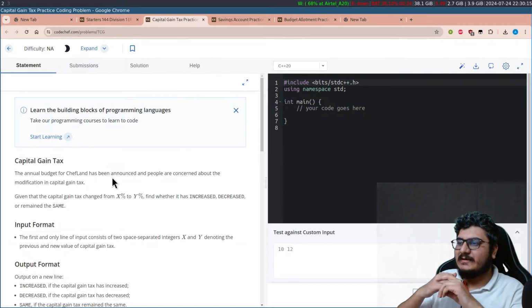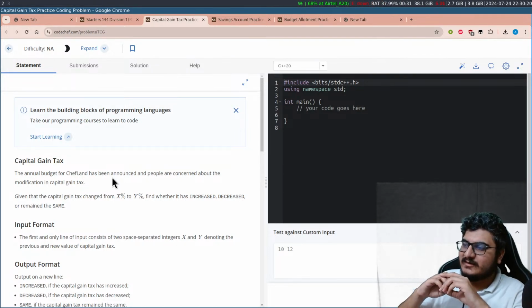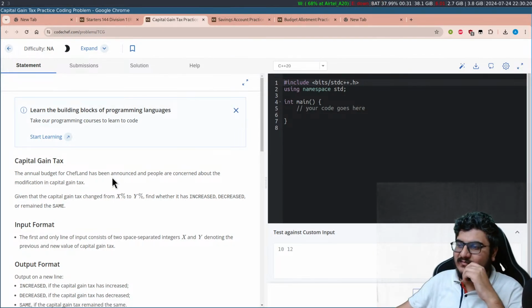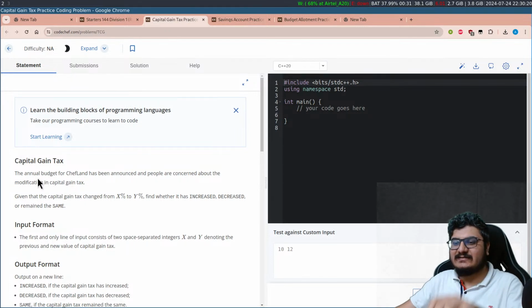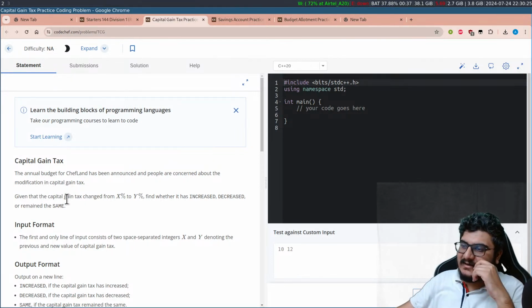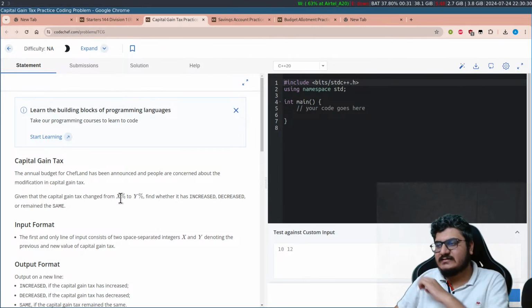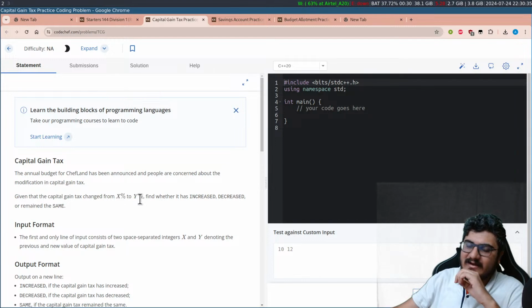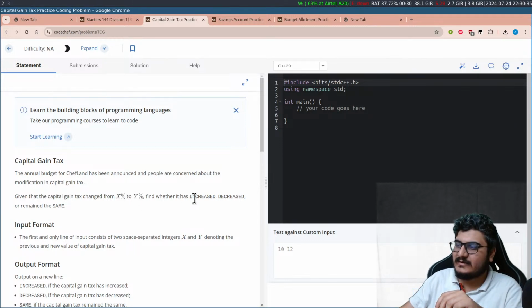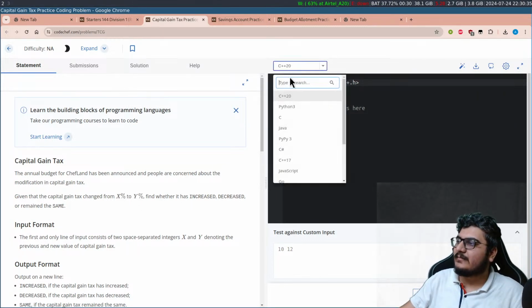This one says capital gain tax. The annual budget of Serglat has been announced and people are concerned about modification in capital gain tax. Given that capital gain tax changes from X% to Y%, find whether it has increased, decreased, or has remained same. So what it asks us is to compare X and Y, and based on their difference, we should print increased, decreased, or same.